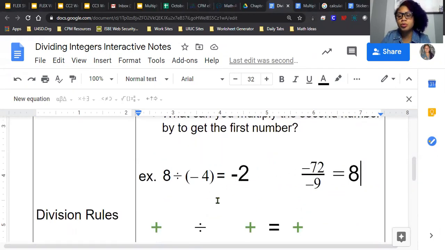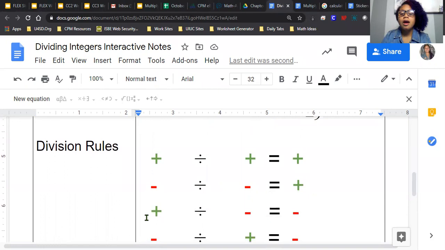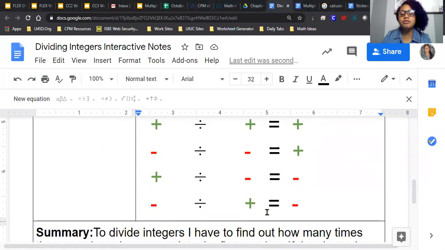So now let's go over the rules. Like I mentioned before, the division rules are very similar to the multiplication rules, almost exactly the same. You need to think of a positive divided by another positive number will give you a positive number. A negative number divided by a negative number will also give you a positive answer. A positive divided by a negative is a negative answer. And finally, a negative divided by a positive will get you a negative answer.